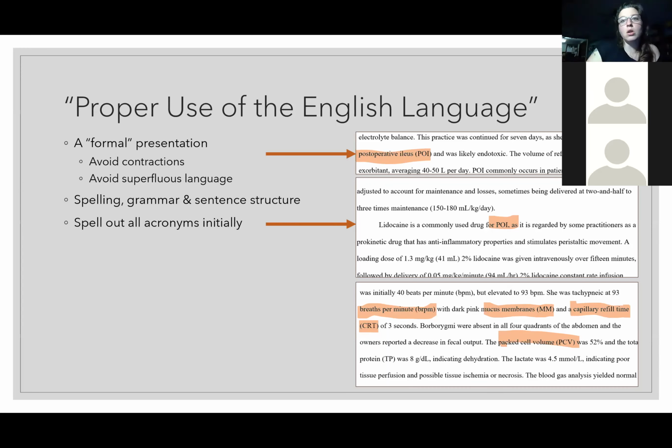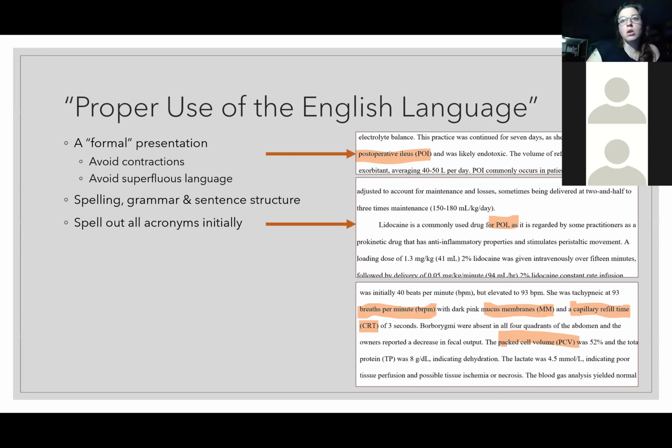Also, you want to spell out all of the acronyms initially. While we all assume that the person next to us is as smart as we are, we don't want to actually make that assumption about ourselves and about the people who are reading these case reports. So for example, I have highlighted here post-operative ileus. I spelled it out initially, and then I indicated that it would now be referred to as POI in parentheses behind it. Then below, I wrote it out as lidocaine is a commonly used drug for POI. And so whoever was reading this case report would know that I'm now referring to POI as post-operative ileus.